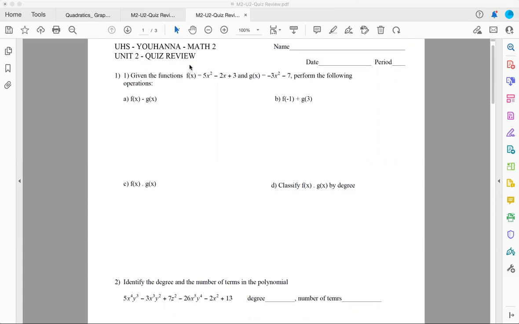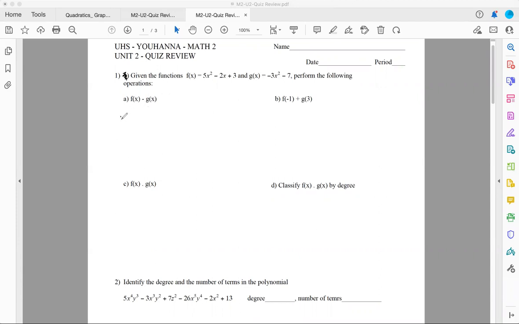So let's get started with number one, which says, can you erase this one here? So it says, given the functions f of x equals 5x squared minus 2x plus 3, and g of x equals negative 3x squared minus 7, perform the following operations. So in part A, you're subtracting. You want f of x minus g of x.